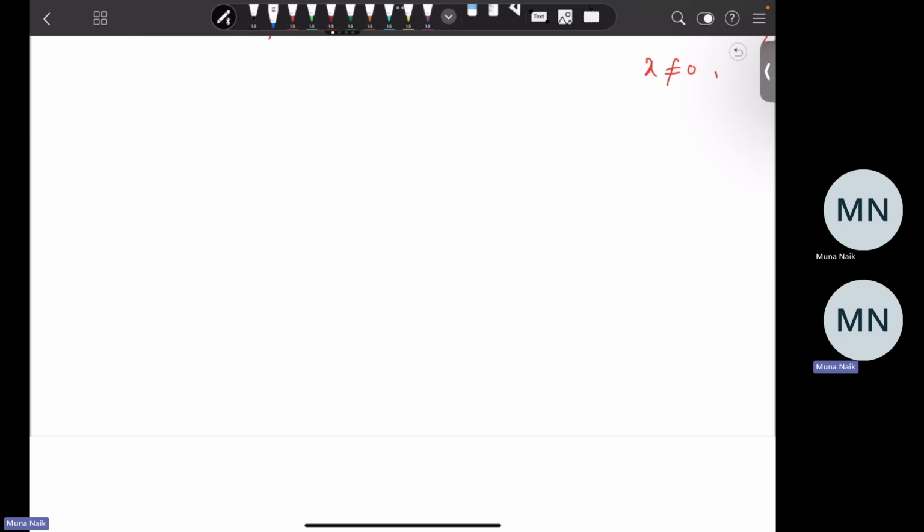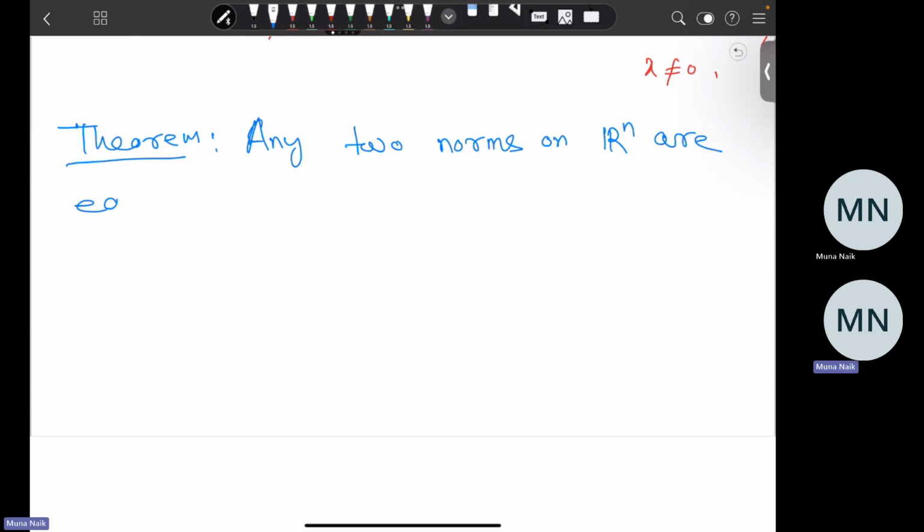Now coming back to what we wanted to show. Our theorem which we proved is the following: any two norms on Rn are equivalent. Now suppose you take this thing. I wanted to talk about the idea of the proof. So what is the idea?